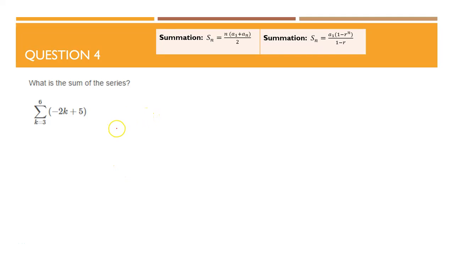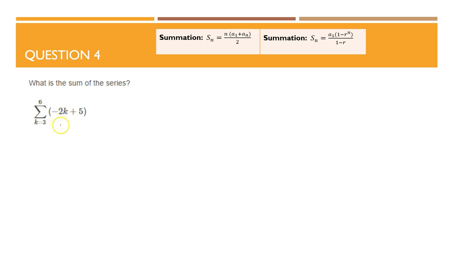Question 4. How do you sum, or what is the sum of this series? So we're starting at 3, where k is equal to 3. Then we have k equals 4, 5, and then 6. Substitute 3, 4, 5, and 6, add them all together, and you'll get your answer.